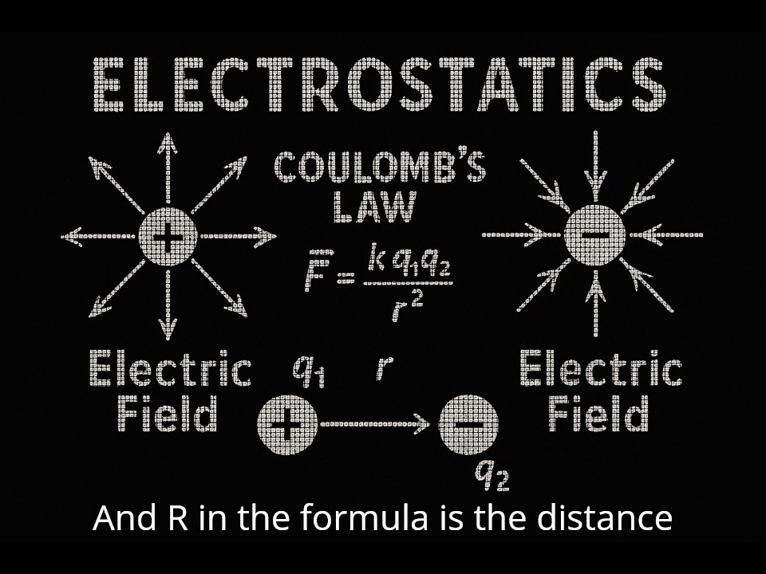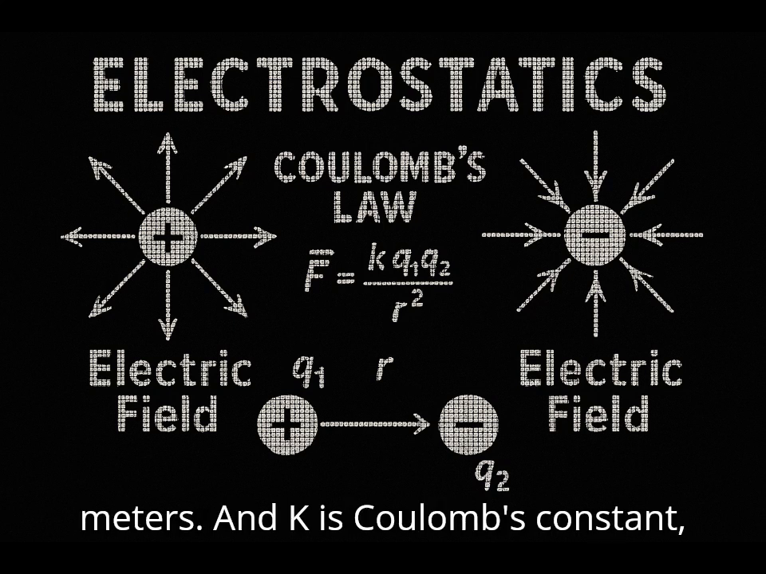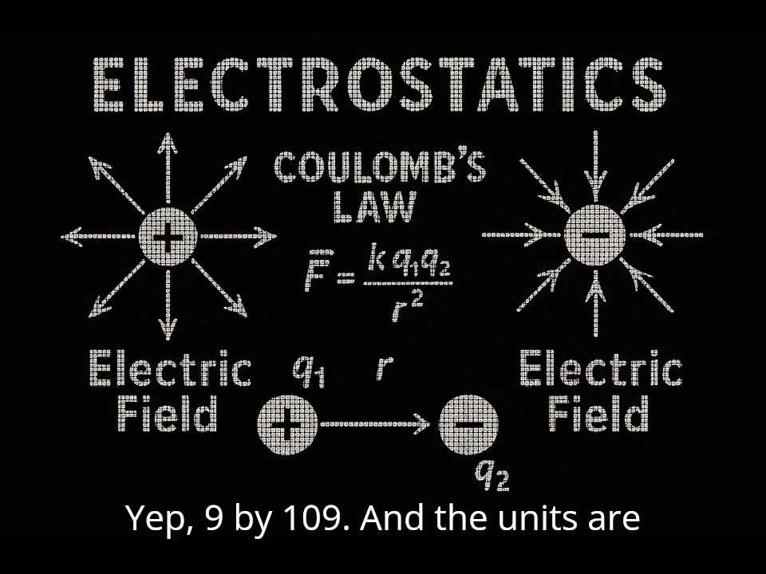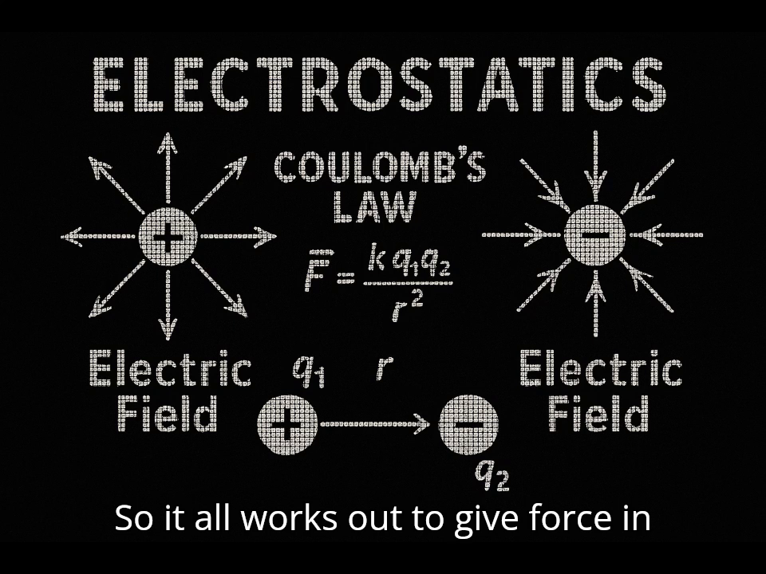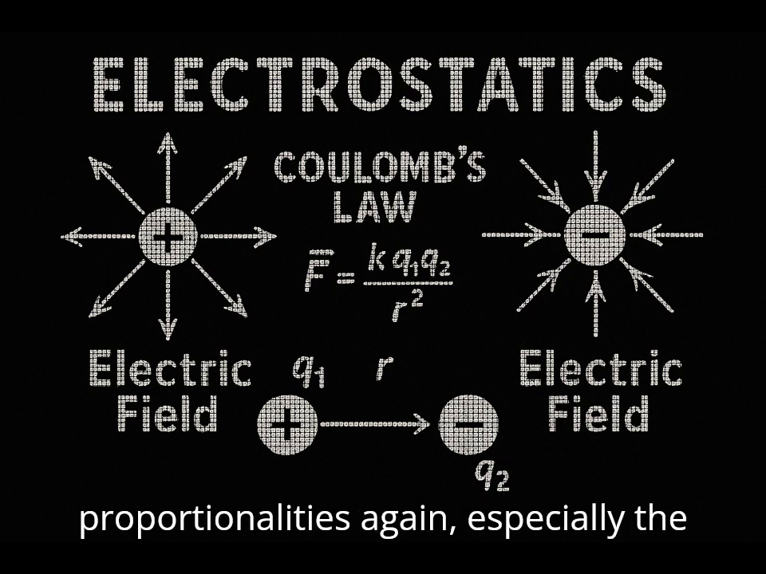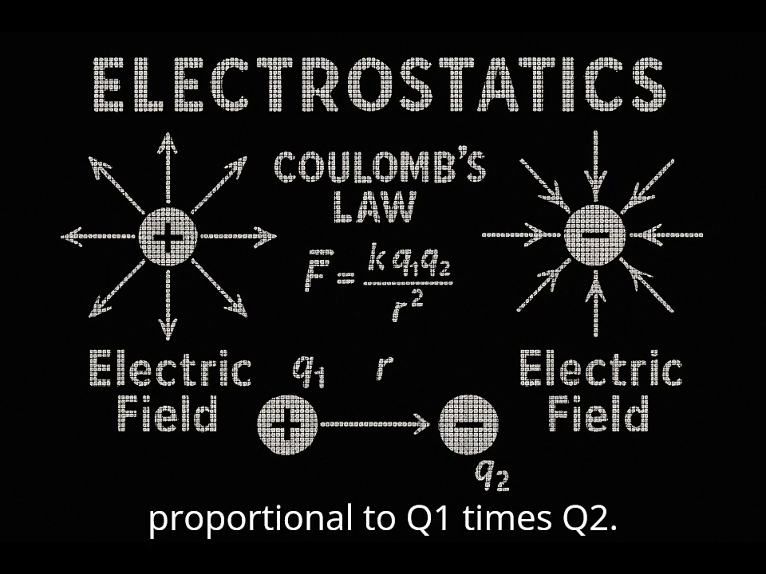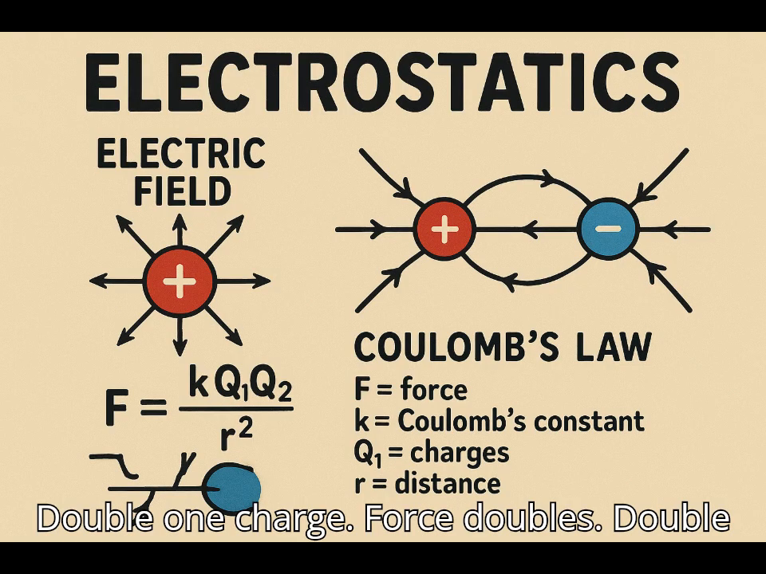And r in the formula is the distance between the centers of the charges in meters. And k is Coulomb's constant. Which is that number, 9 times 10 to the 9. Yep, 9 times 10 to the 9. And the units are newton meters squared per coulomb squared, so it all works out to give force in newtons. Okay, let's talk about those proportionalities again, especially the distance one. Sure. So F is proportional to Q1 times Q2. Double one charge, force doubles. Double both charges.